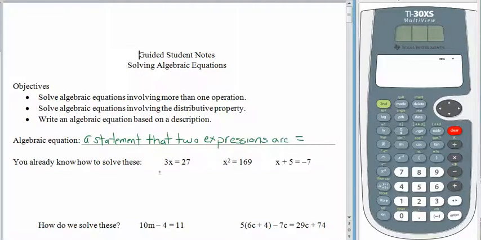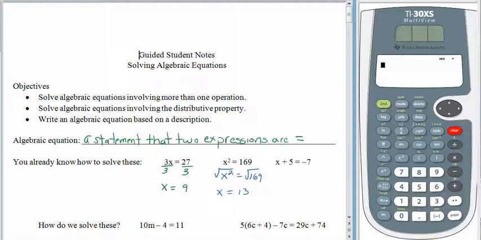All right, so the first one, 3x means 3 times x equals 27. Of course, to undo the multiplication, we would need to divide by 3. And x becomes 9. And of course, we check that. When we say 3 times 9 is 27, then that works. x squared equals 169. Remember, to undo a square, we have to use a square root. So the square root on both sides, x becomes 13. Double check that, make sure that 13 squared gives us 169.